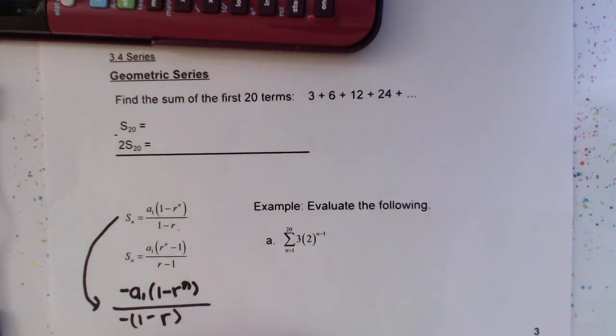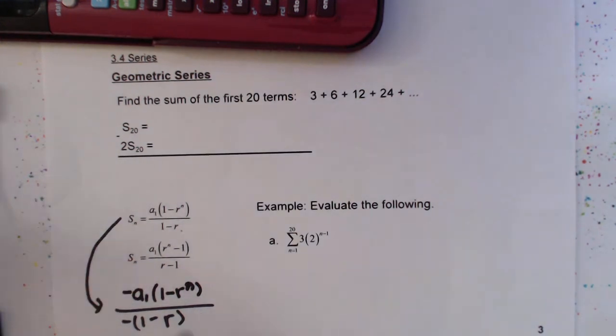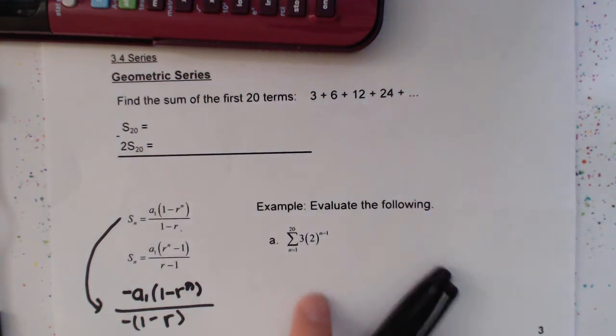And then distribute that negative into the parentheses, and you get negative 1 plus r, so you write that as r plus 1, and distribute this top one into here. It just switches its places, so I don't care which one you use. I'm used to just this one. So here's our example.